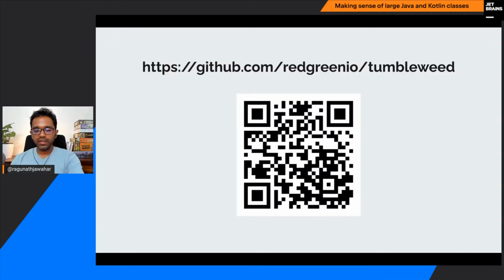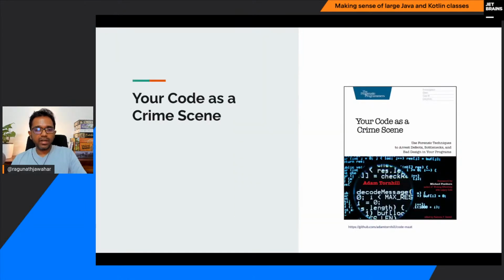So the tool is available from the sync. You could go here. It has all instructions on how to set up and how to run. It's basically a brew install, and then you should be able to do it. Not a lot going on here, and I would also recommend this book.